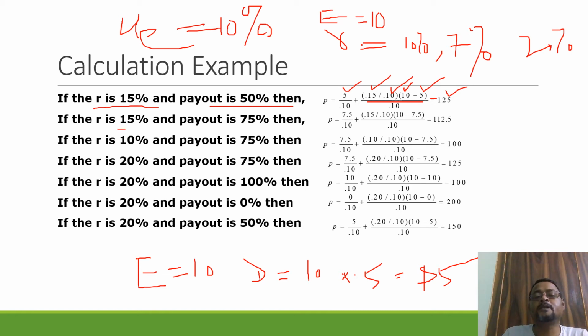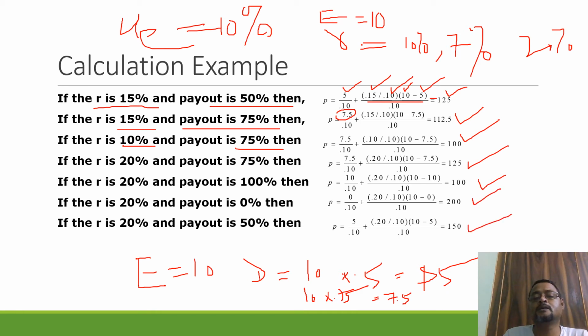If R is 15%, but we change the payout to 75%, you can see D becomes 10 into 0.75, D becomes 7.5. If R is 10 and payout is 75, the price is 100, and this is 112.5. For 20, you can see the prices are here.